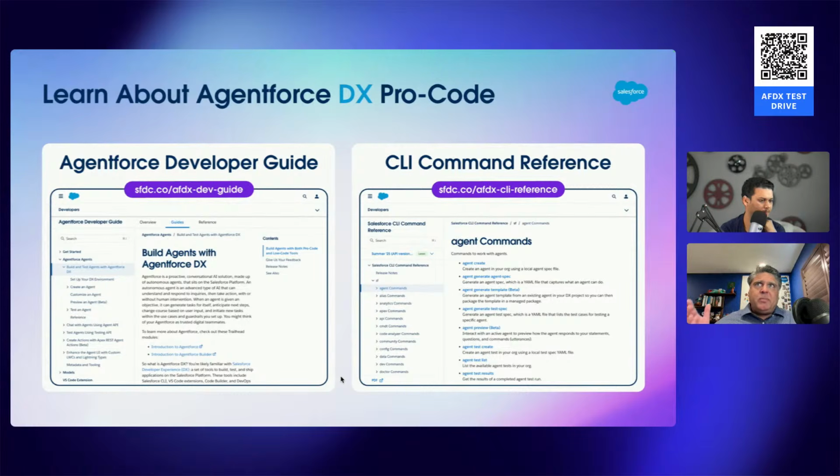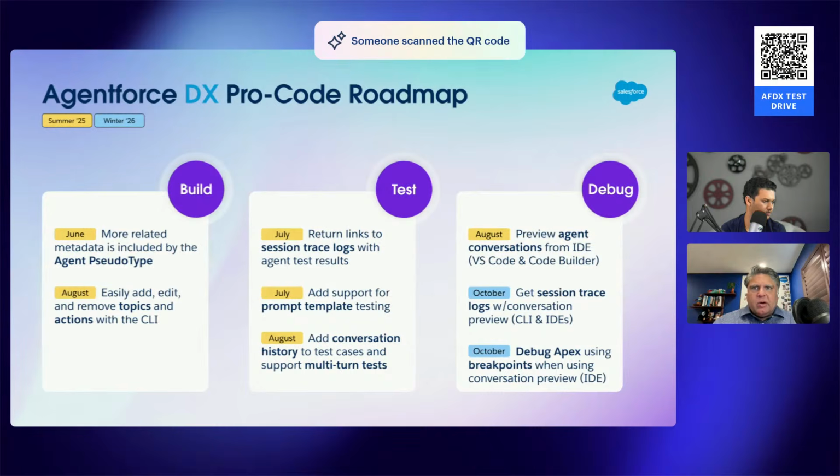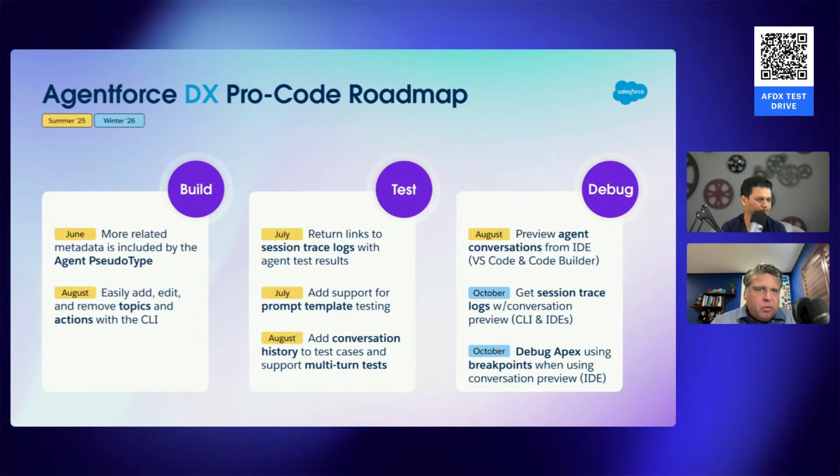Resources are this. There's the Agentforce Developer Guide. There's an AFDX or Agentforce DX section in that guide. And then all of the commands that you saw me use from the CLI are documented in the CLI command reference. And then let's talk about roadmap. Between now and Dreamforce, there are three key areas that we're working on: building, testing, and debugging. I say debugging, not previewing, because previewing is just the start of what we're trying to do.